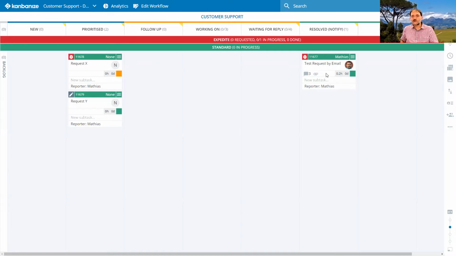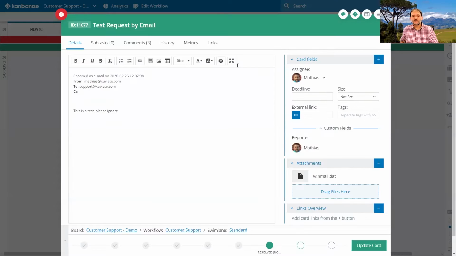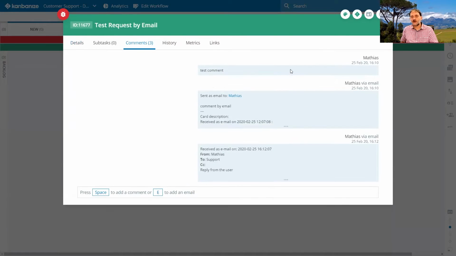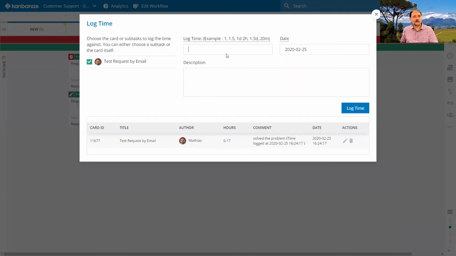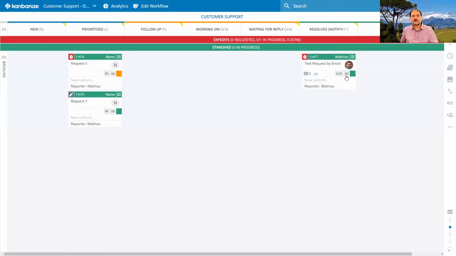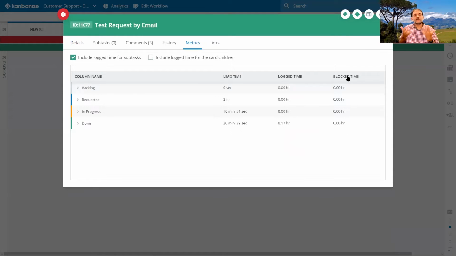So if we're looking at this one ticket here, the test request by email, you will see that it came in by email. It came in from me in this case. The comments, as I said, they are by email, some of them are direct. And if I look at a glance, I could also, for example, log time against the ticket in the system. And I've got basic and advanced metrics.